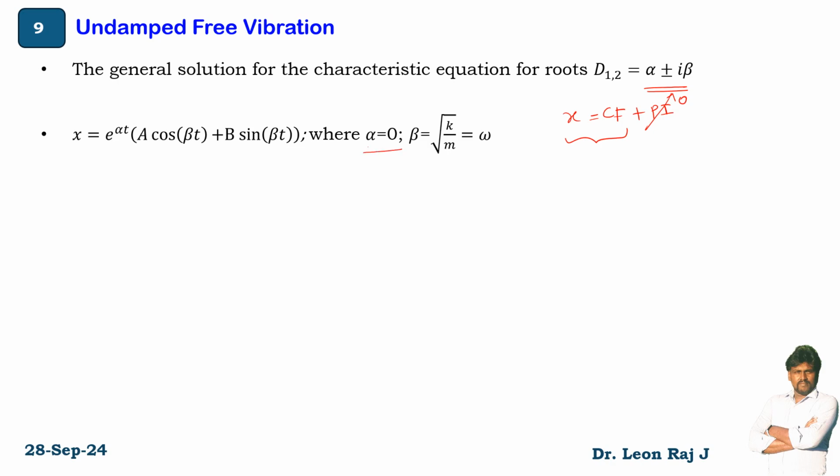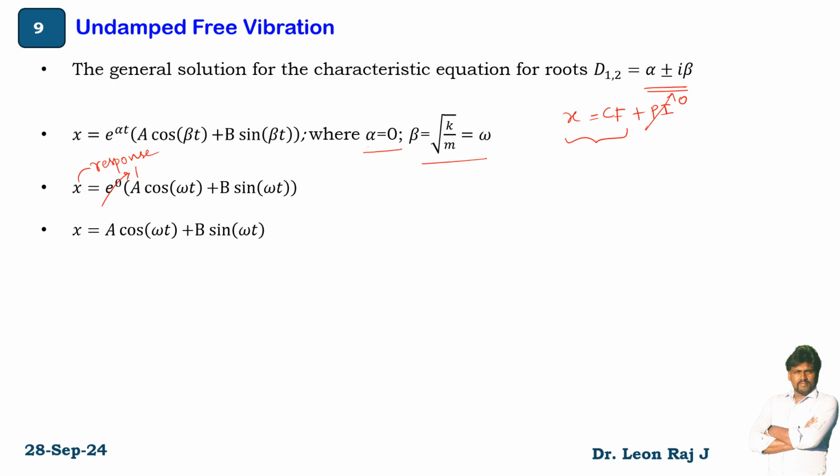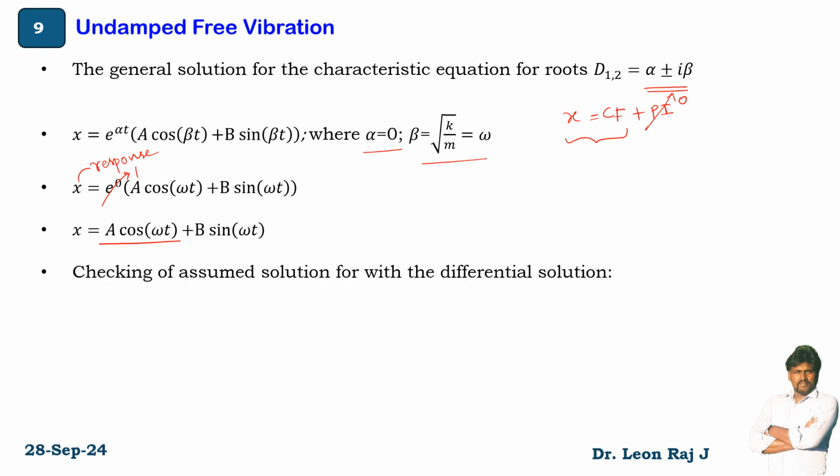Here alpha equal to 0 and beta equal to omega. Subsequently, x is the response, and this e power 0 is equal to 1, and a cos omega t plus b sin omega t. So this is our response for the undamped free vibration. So this is an assumed solution.